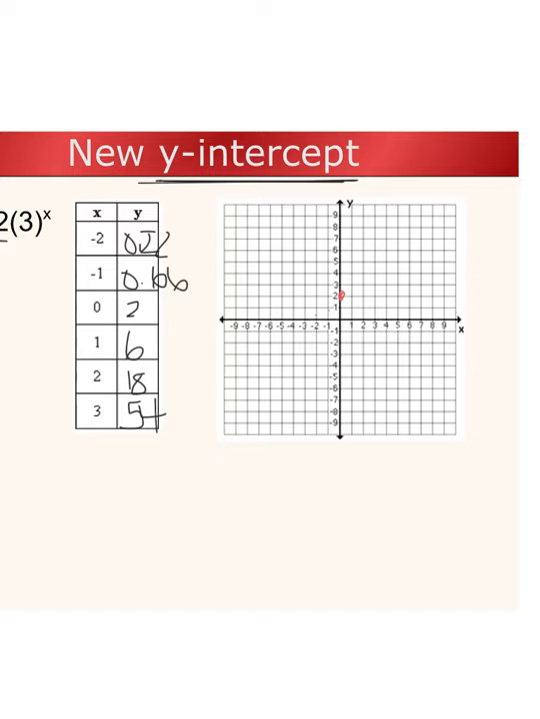So remember, that y-intercept is the point on the graph that crosses this y-axis. Then I'm going to continue: 1, 6, 2, 18. I can't even graph that. So this 2 in front has made this graph even steeper than it was.